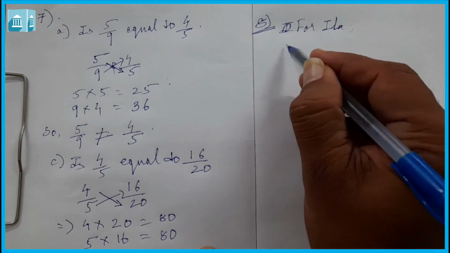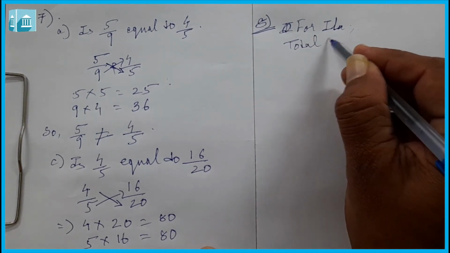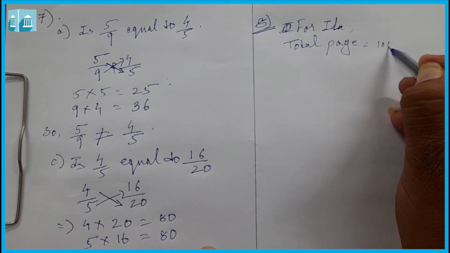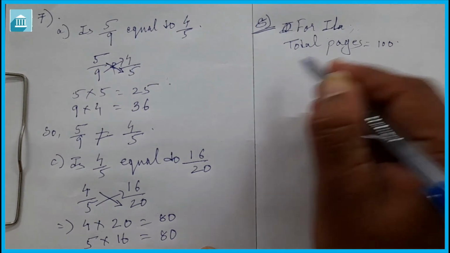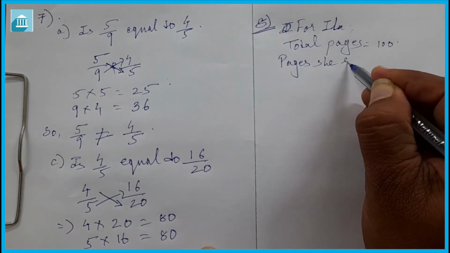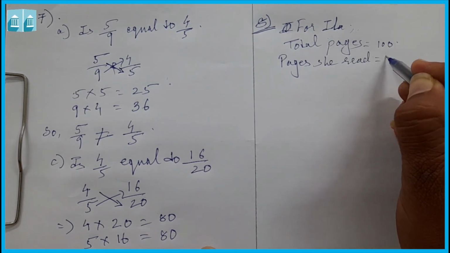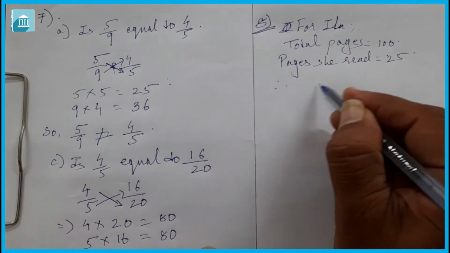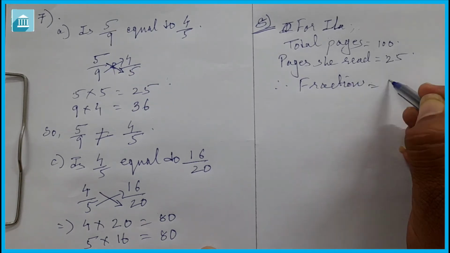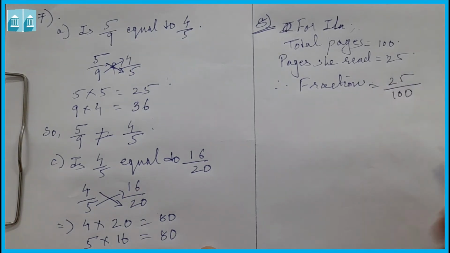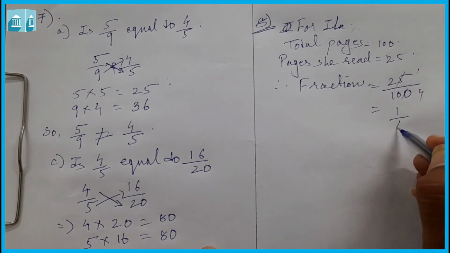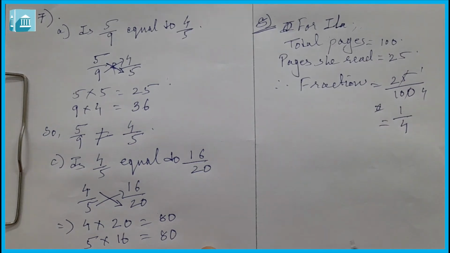For Ela, total pages is equal to 100. Then pages she read is equal to 25. Therefore, the fraction is equal to 25 upon 100, which is equal to 1 upon 4.